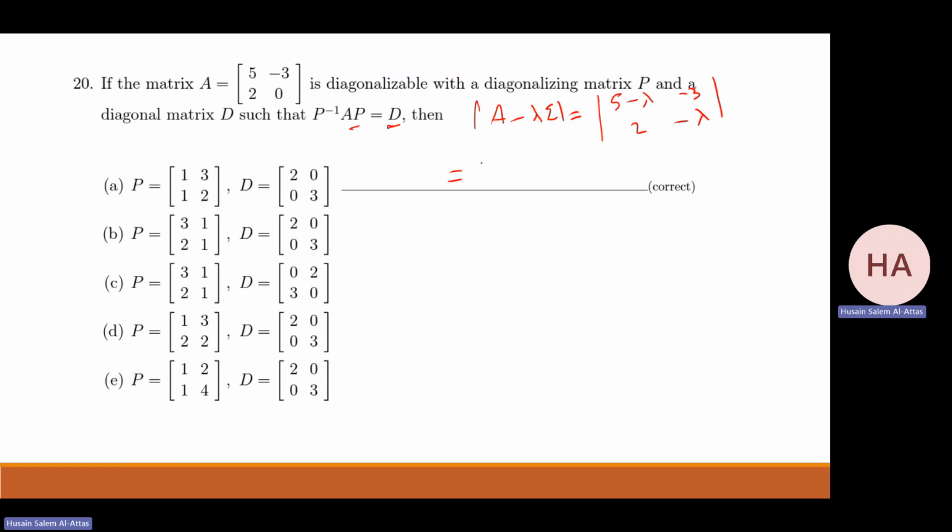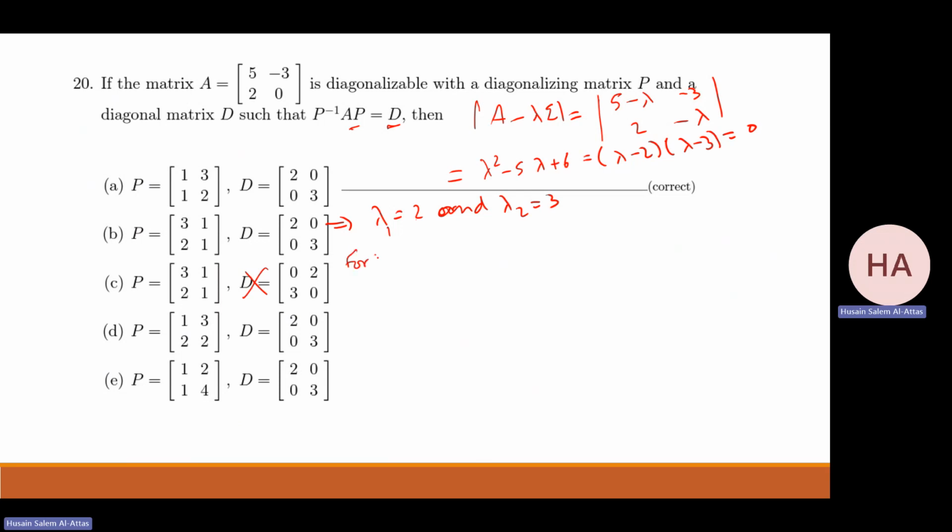I have lambda squared minus 5 lambda plus 6. So it's lambda minus 2, lambda minus 3 equals 0. So I have lambda 1 equal to 2, and lambda 2 equal to 3.